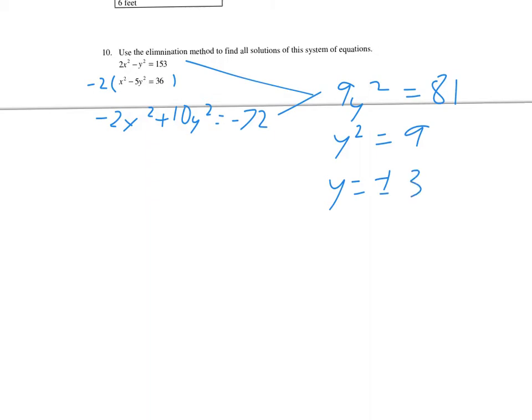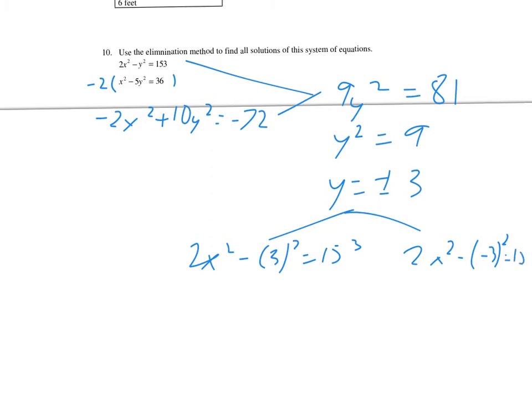And then I do need to plug both of those in when I am finding x. So I get 2x squared minus parentheses 3 squared equals 153. And then 2x squared minus negative 3 squared equals 153 as well. Now this turns into 2x squared minus 9 equals 153. This one actually also turns into 2x squared minus 9 equals 153, because we cannot do minus minus plus plus there since it is exponent first.